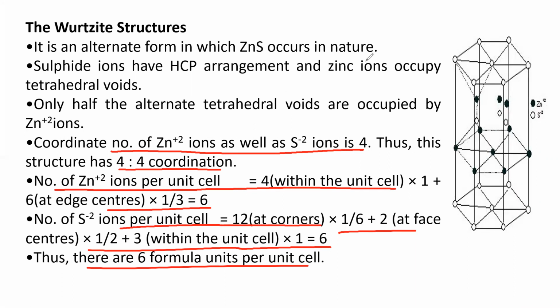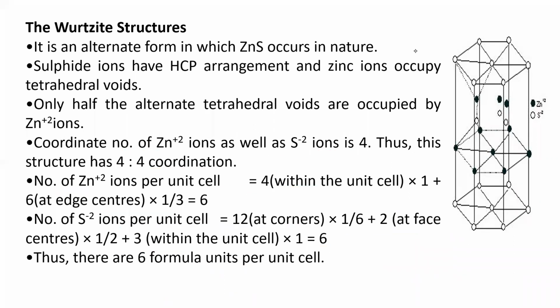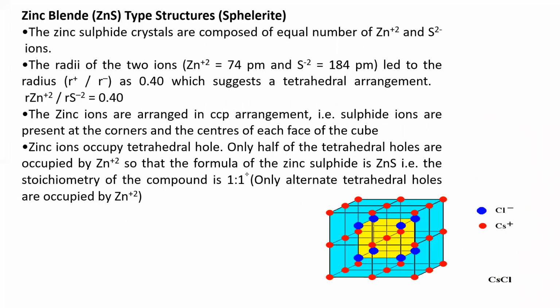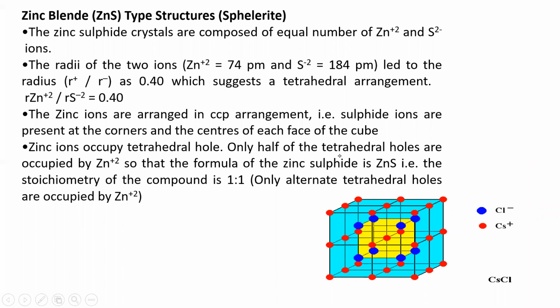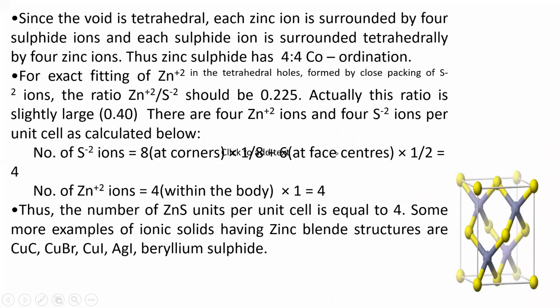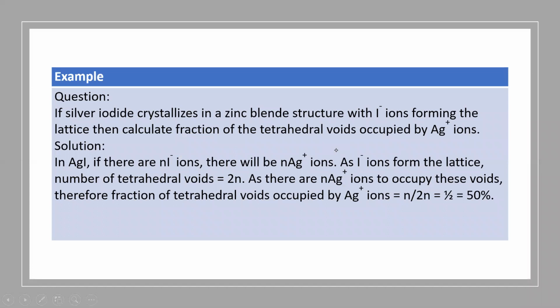Now, going back to the zinc blende structure, sodium chloride, and next the zinc blende structure we have discussed already. Since the void is tetrahedral, this is also finished. Now, the question you see here: if silver iodide crystallizes in zinc blende structure with iodide ions forming the lattice, then calculate the fraction of the tetrahedral voids occupied by silver ions.